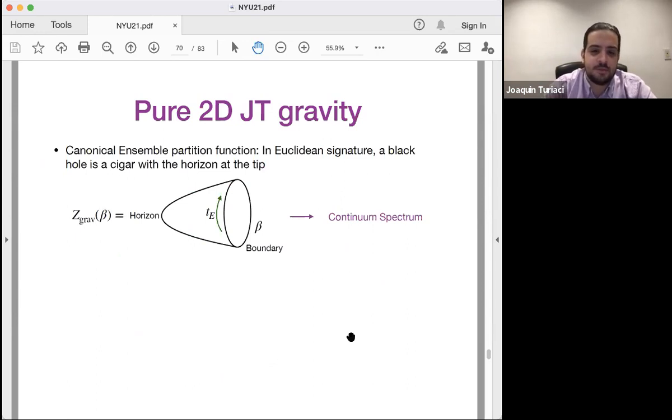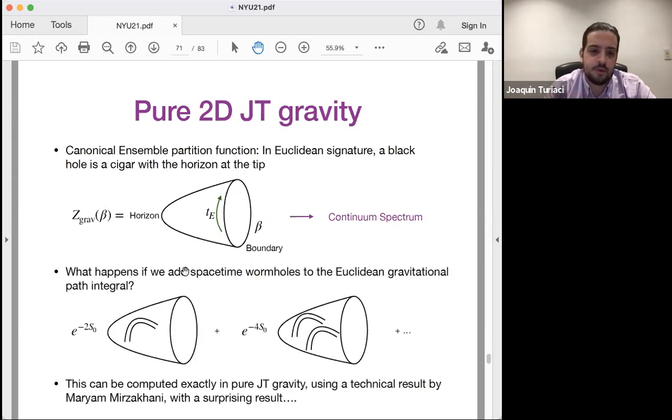So what this means is that we analytically continue in time. So we go to Euclidean time, and the path integral with the boundary conditions where you fix Euclidean time to have size beta should be equal to the partition function in the canonical ensemble of the quantum mechanical system with inverse temperature beta. And the geometry that I described before in this Euclidean space is a cigar with a horizon at the tip. This is the calculation we want to do, and if you do it in the way I described before, you get the continuum spectrum.